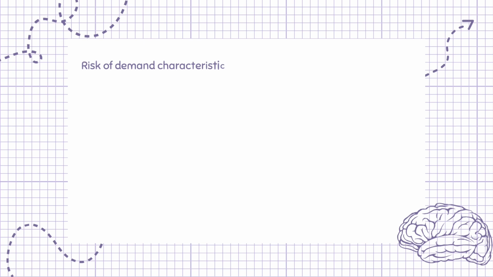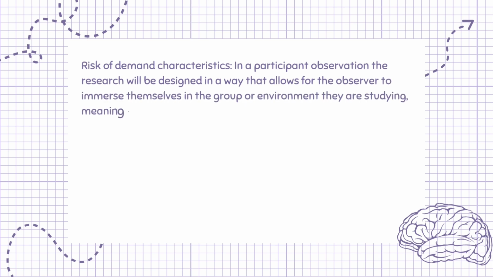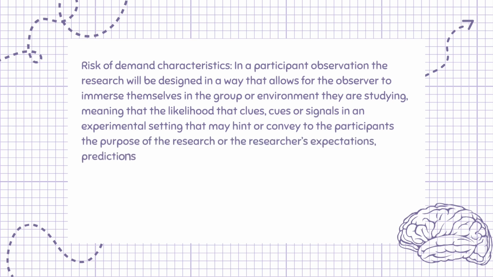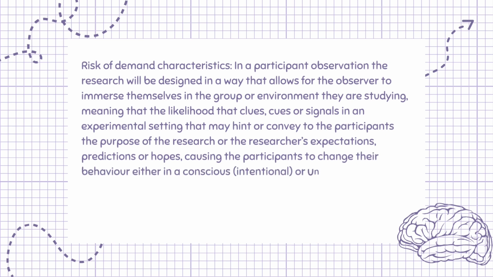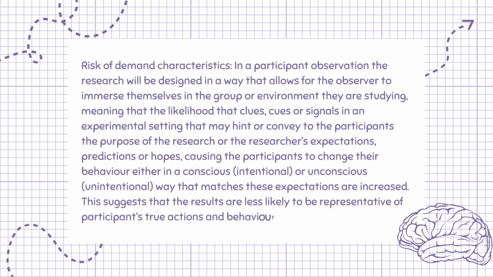Risk of demand characteristics. In a participant observation, the research will be designed in a way that allows for the observer to immerse themselves in the group or environment they are studying, meaning that the likelihood that clues, cues, or signals in an experimental setting that may hint or convey to the participants the purpose of the research or the researcher's expectations, predictions, or hopes, causing the participants to change their behavior either in a conscious, intentional, or unconscious, unintentional way that matches these expectations are increased. This suggests that the results are less likely to be representative of participants' true actions and behaviors.